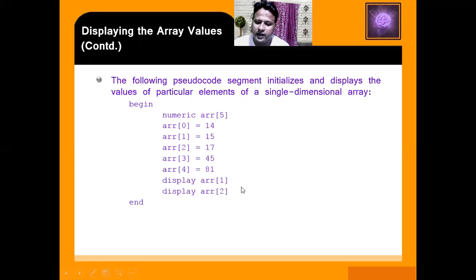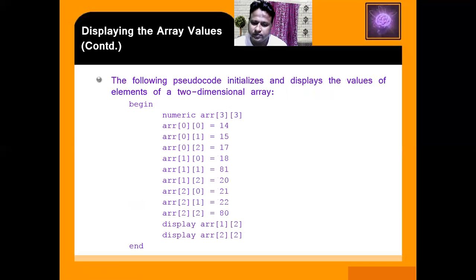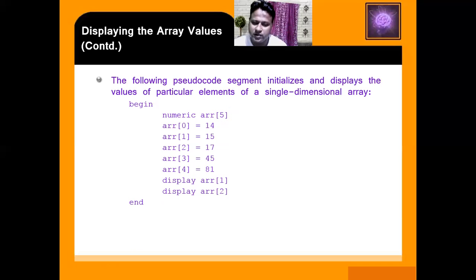Now we want to print the array element at index 1. If you want to display any element, write the display keyword, display array, then index number 1. When you write index number 1, it prints 15. When you write display array index number 2, it displays 17. So it is printing 15 and 17. This is how you display an array element through the index number. Okay, understood this one?